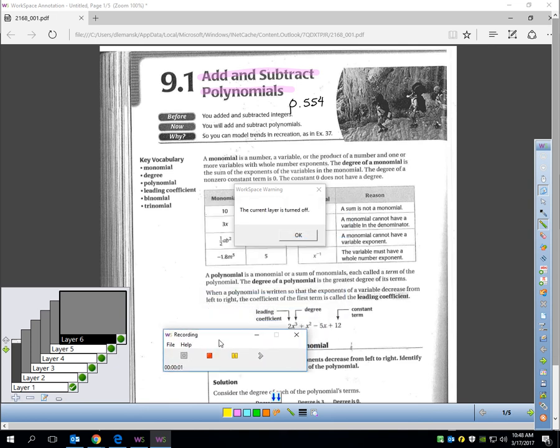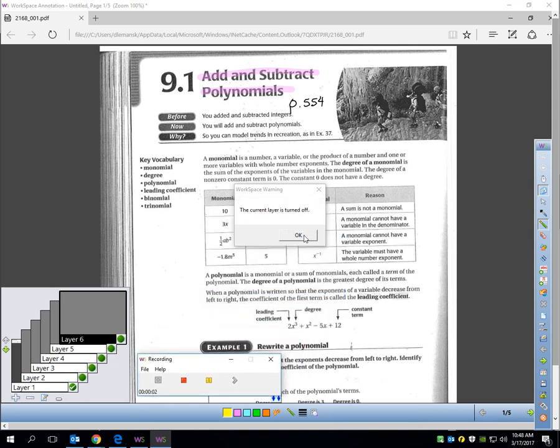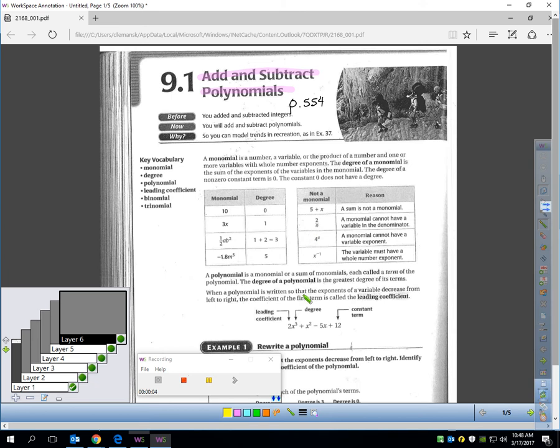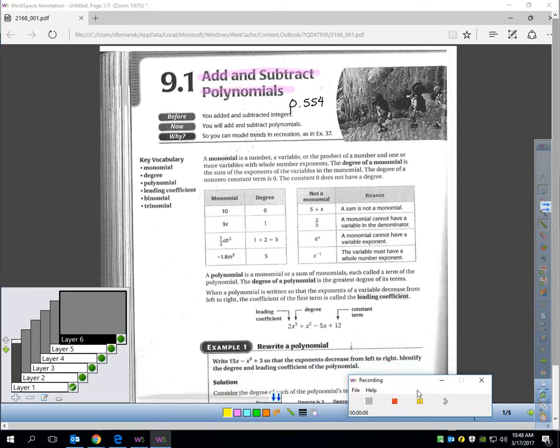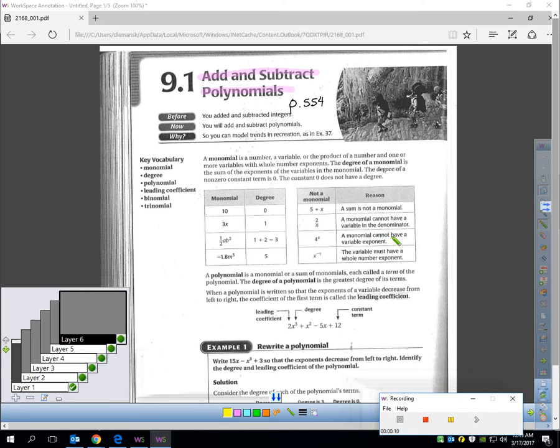This is Chapter 9, Lesson 1, Adding and Subtracting Polynomials. You should be on page 554. We're going to spend the first couple minutes of this video talking about some important vocabulary you're going to need to know to get off to a good start in this chapter.